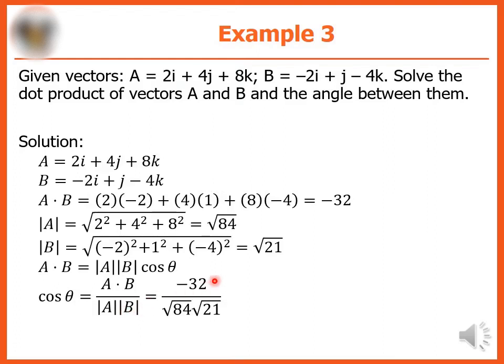So we have negative 32 divided by the square root of 84 multiplied by the square root of 21. And now your theta is equal to 139.63 degrees.